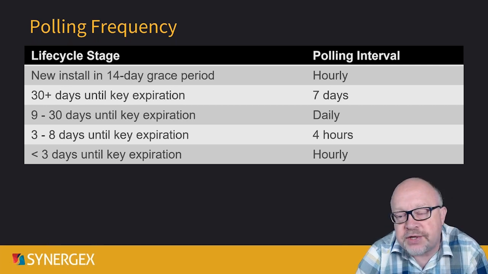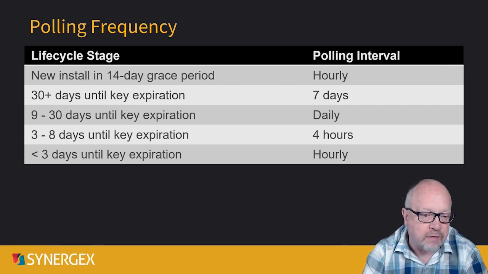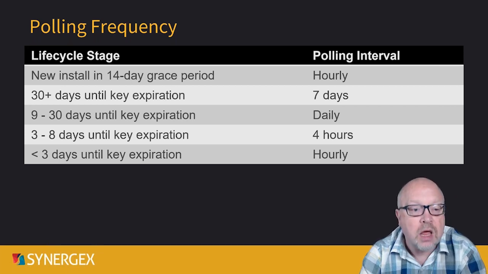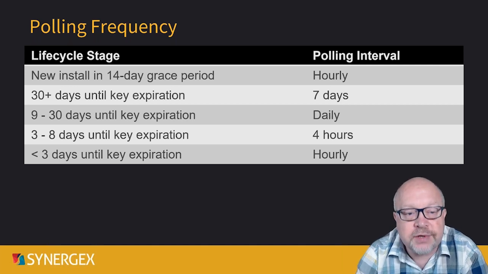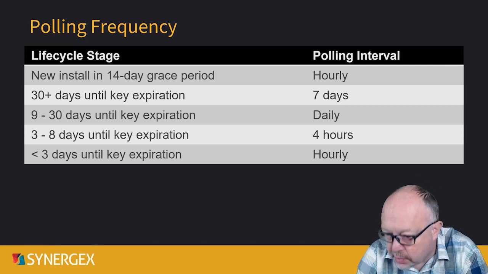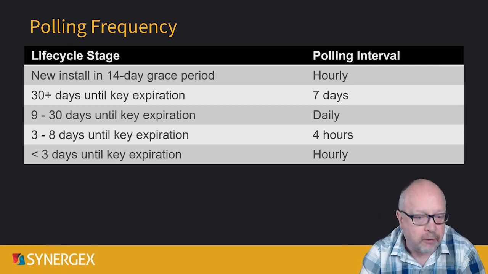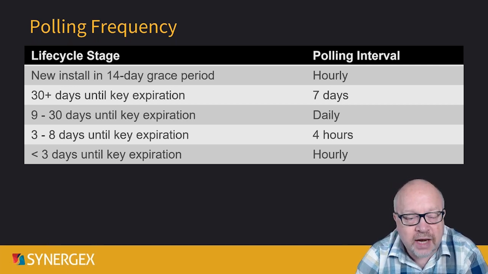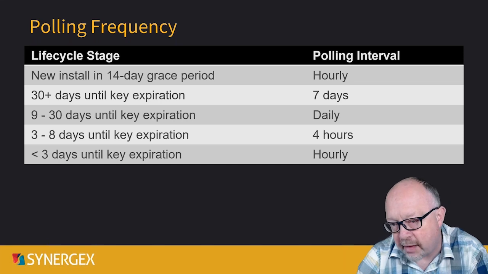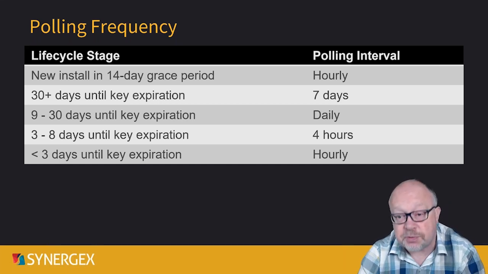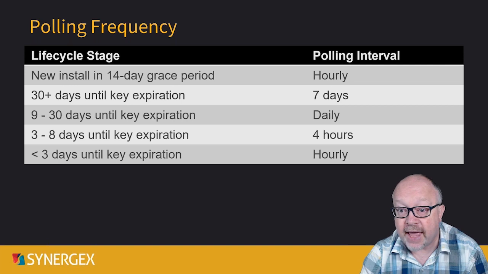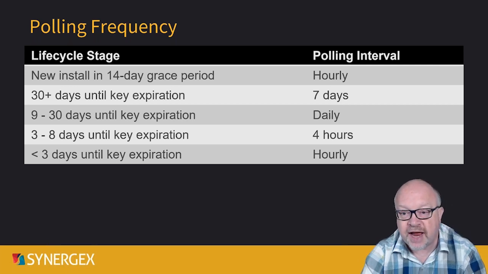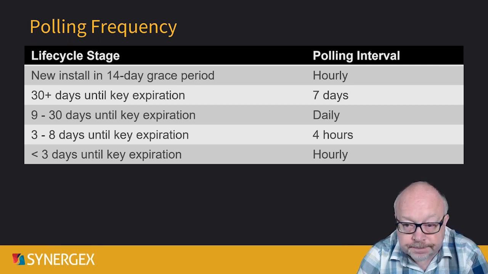The polling frequency, as you can see from the table, really depends on where you're at in the life cycle of your keys. If you install a brand new system, then as usual, the system goes into a 14-day grace period. You have that time to get your licensing configured. Nothing changes there. And what's happening is the license server will go into an hourly polling mechanism because it's expecting we've just been installed and configured. Presumably, we're going to get keys pretty soon. So it checks once an hour to see if those keys are available.